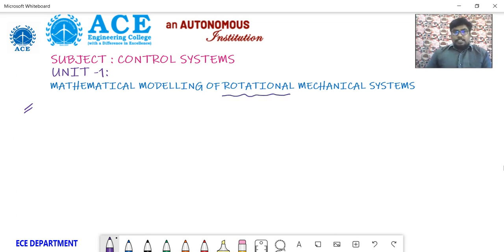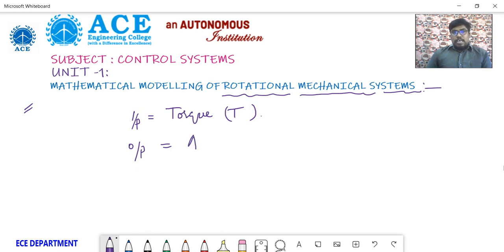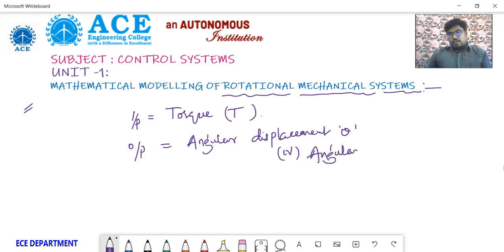So for rotational mechanical systems, generally we write the input as torque, which is represented with T, and the output will be, in this case, angular terms: angular displacement, which is represented with theta, or angular velocity, which is represented with omega.